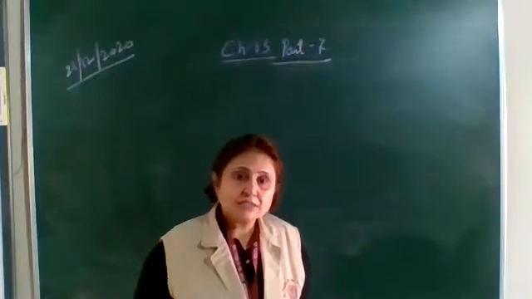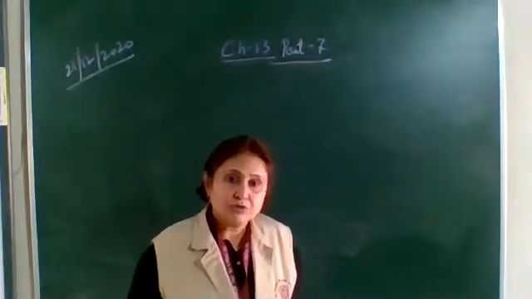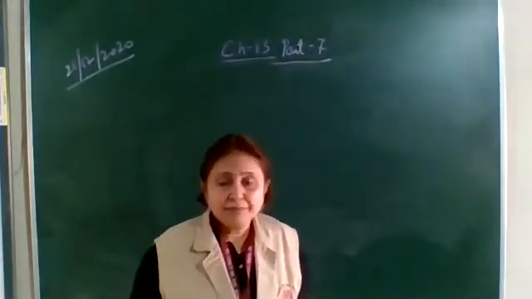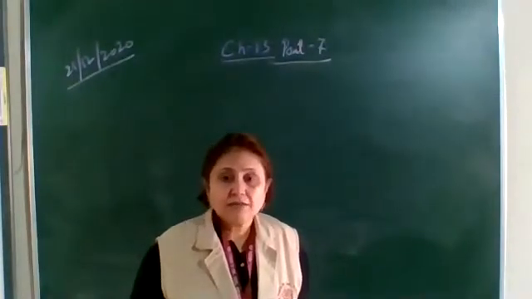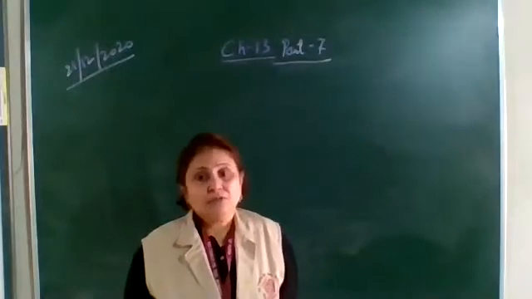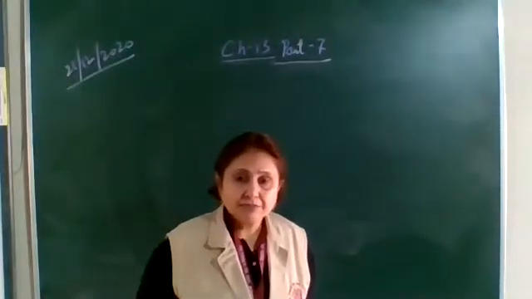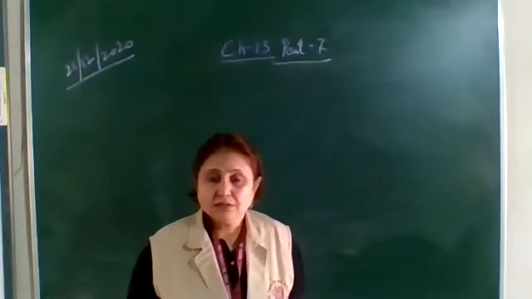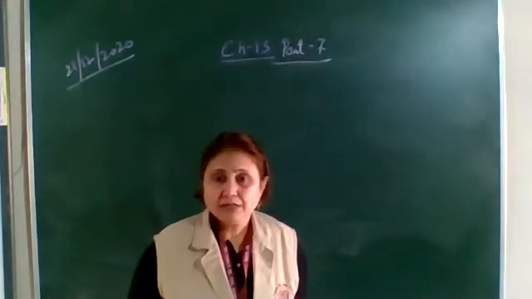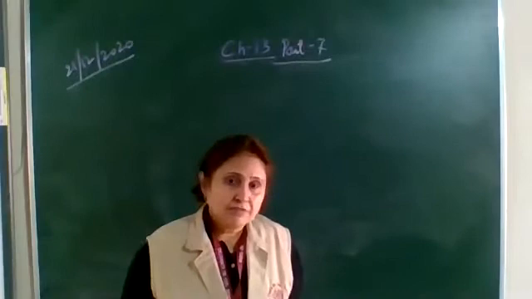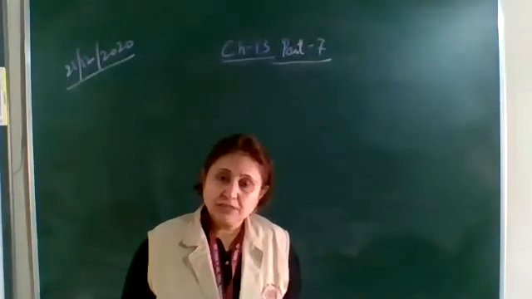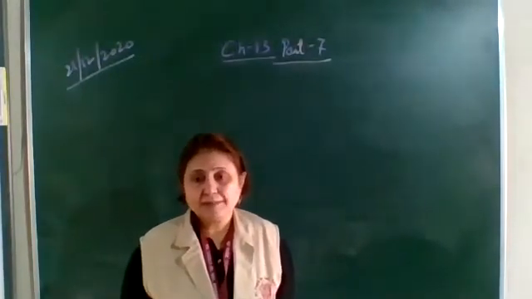On what factors does the magnetic field due to a straight long current carrying wire depend? It depends upon the current through the wire, directly proportional to the current. More the current, more will be the magnetic field. The second is the distance from the wire, inversely proportional to the distance from the wire. So B is inversely proportional to R. More the distance, less will be the magnetic field.